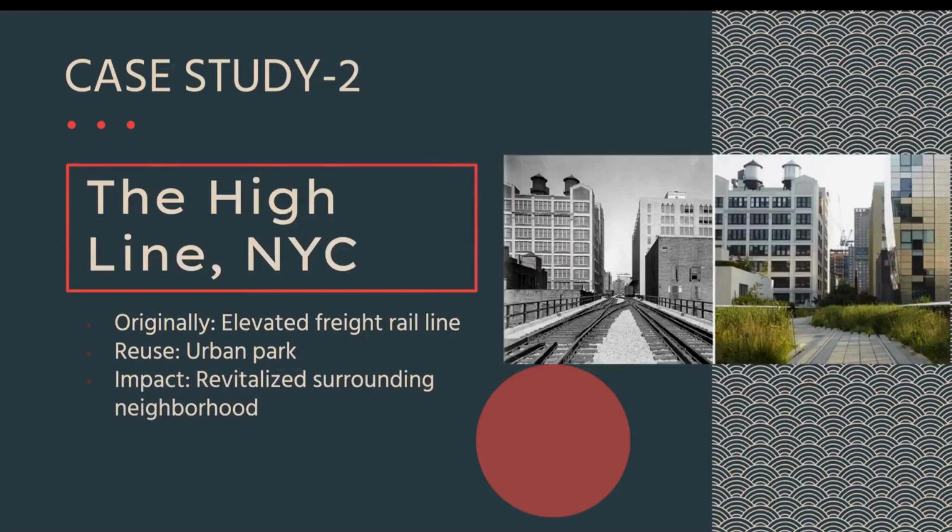The next case study will be the High Line in New York. Before, it was an elevated freight rail line, rel MRT atau kereta, and now it's not being used anymore. It has become an urban park. By doing so, it can revitalize the surrounding neighborhood. People can come there and hold community gatherings, and it makes a sustainable surrounding. It makes more greenery, it makes people relax, and so on.